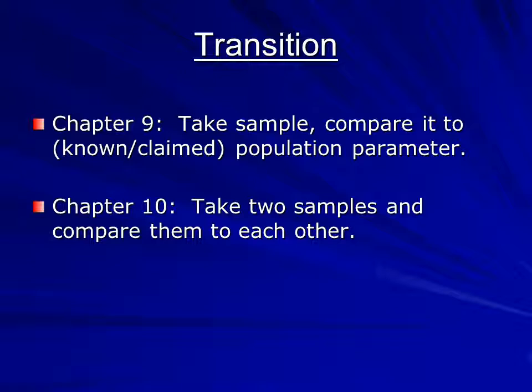So you do some research, talking about the Doritos again. You took a sample of 8 bags or however many bags of Doritos, and then you compare it to what the claim was, a known claim population parameter. Chapter 10 says, all right, we're done with that. We're just going to take our own samples and see what happens. So in Chapter 10 you take your own 2 samples and you compare them to each other.